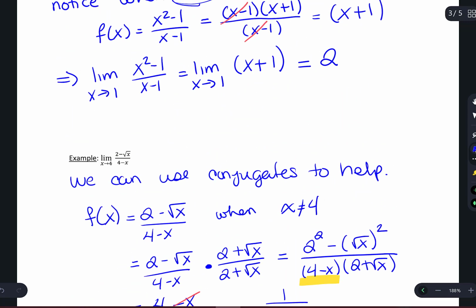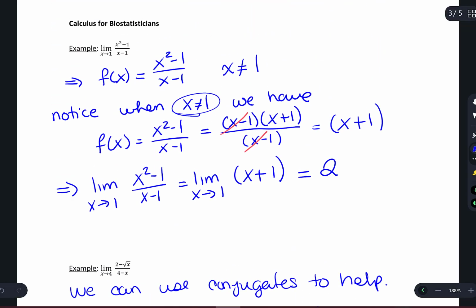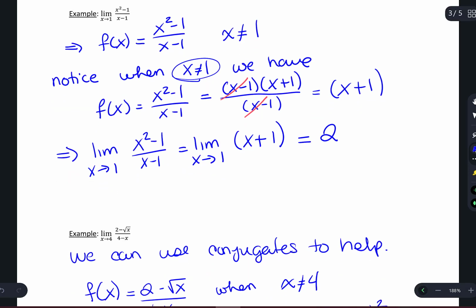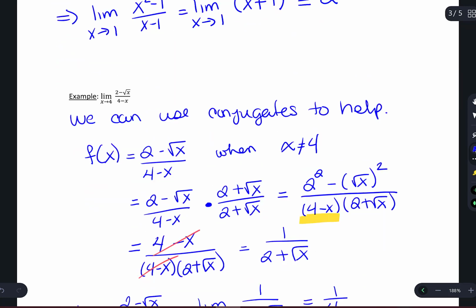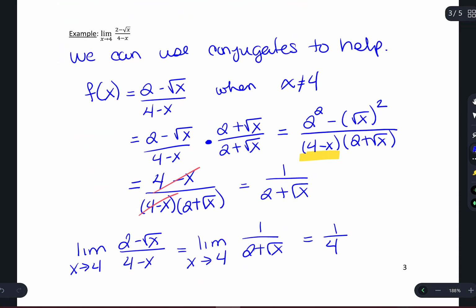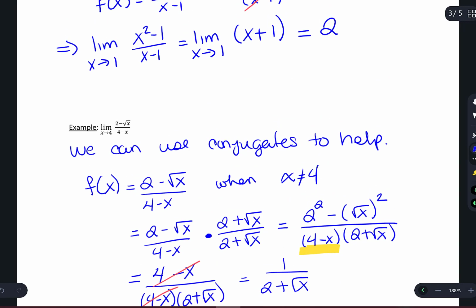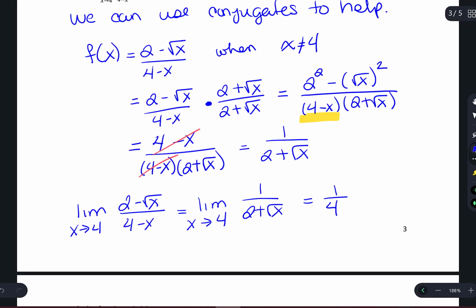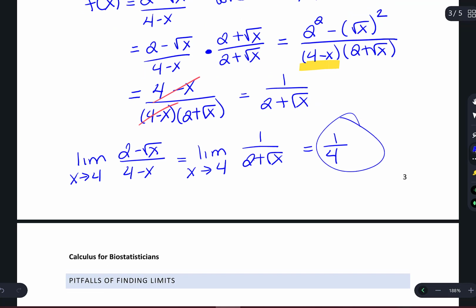And so in both of these cases, even though when we initially looked at it, the function doesn't actually exist at the value that we are approaching. So in this case, the function doesn't exist when x is equal to 1, and in this case, the function doesn't exist when x is equal to 4, but the limits do exist. And so that's why we want to be very careful when we plug in values. So in both of these cases, not only do we have the limit, but the limit exists because it's approaching a finite value. The first time it approached 2, and the second time, 1/4.